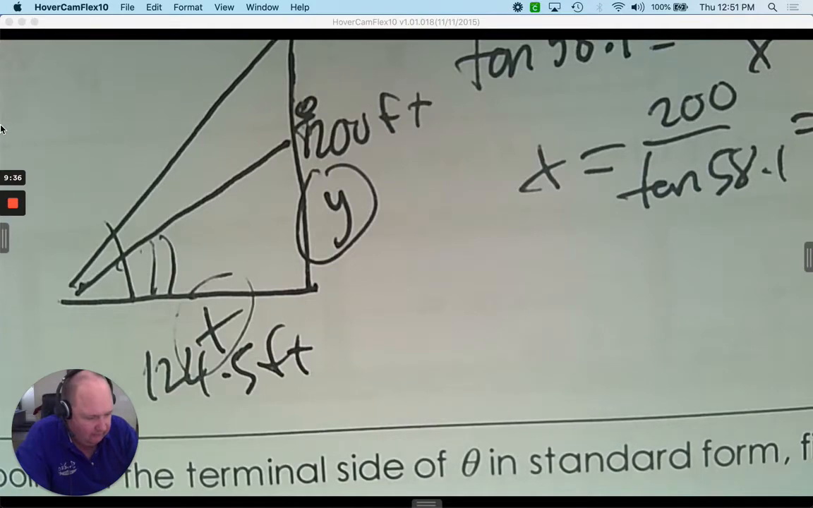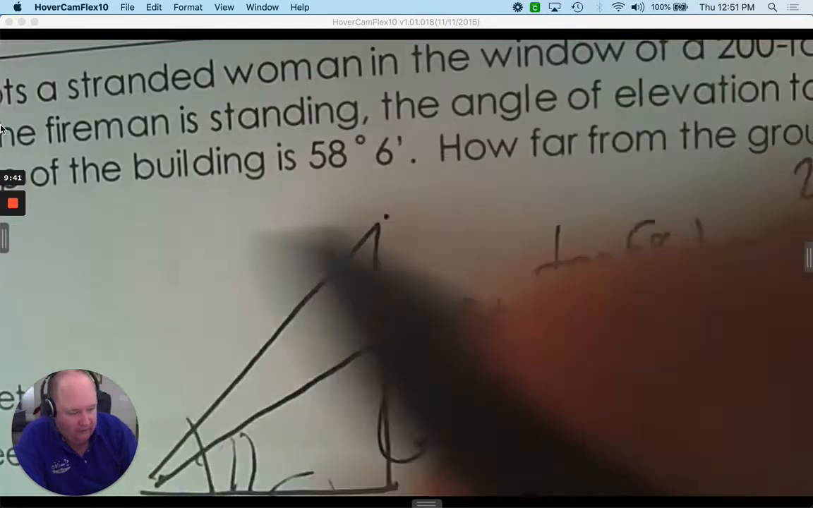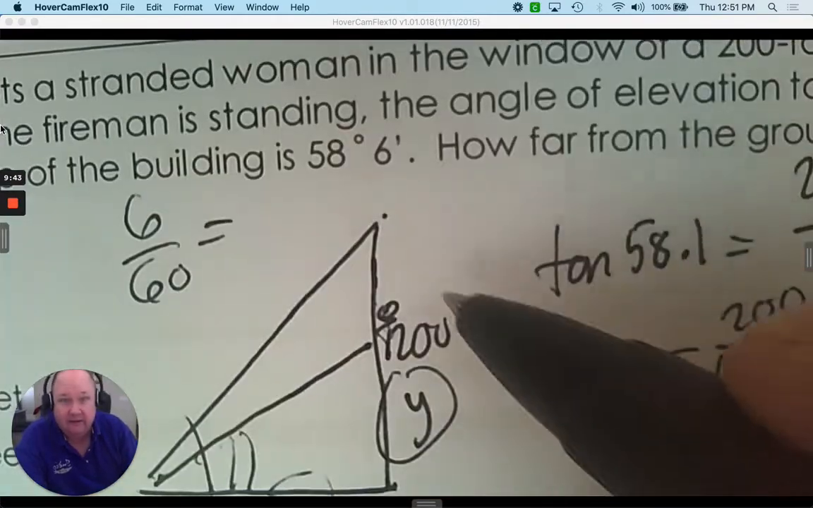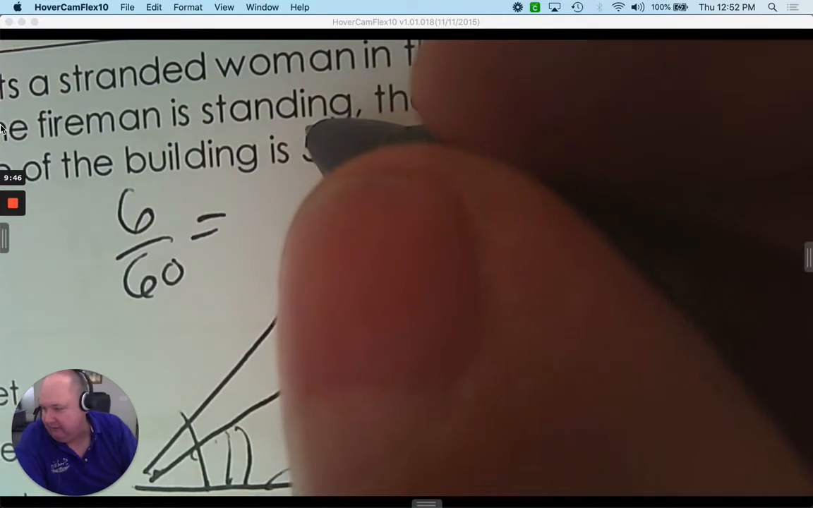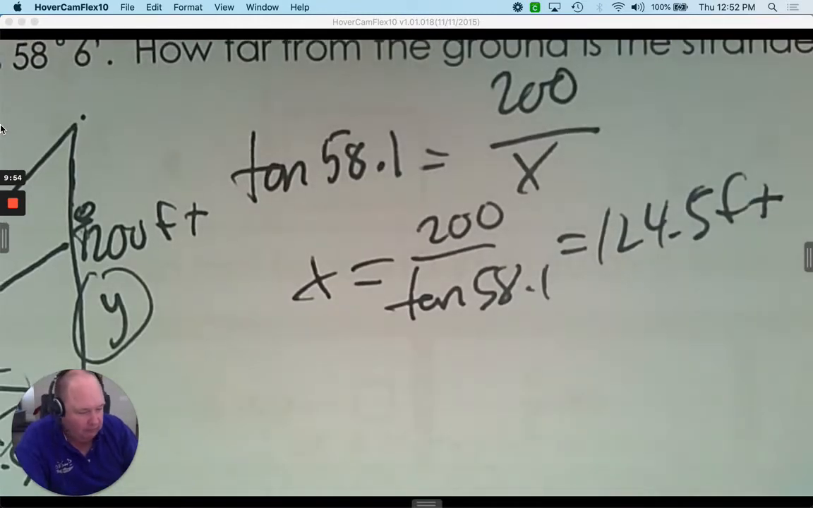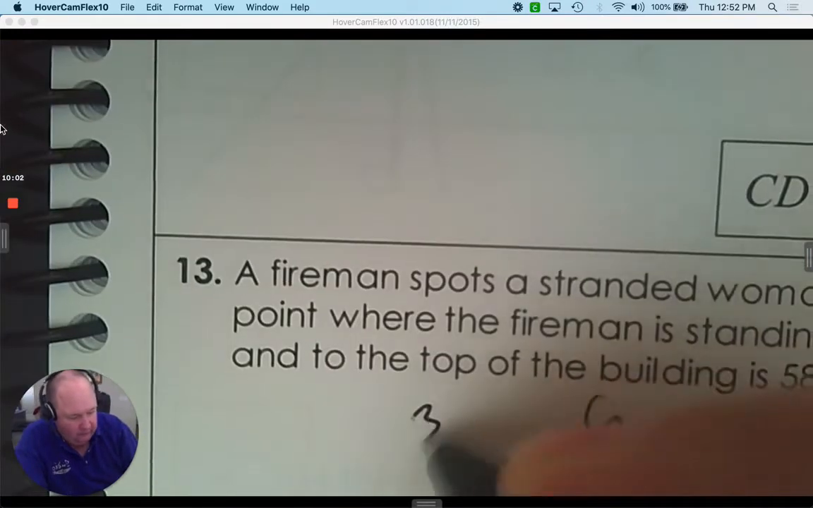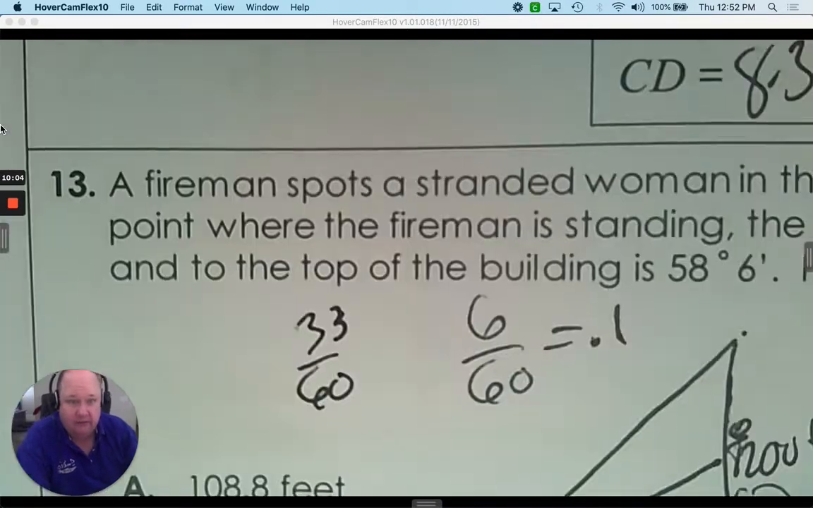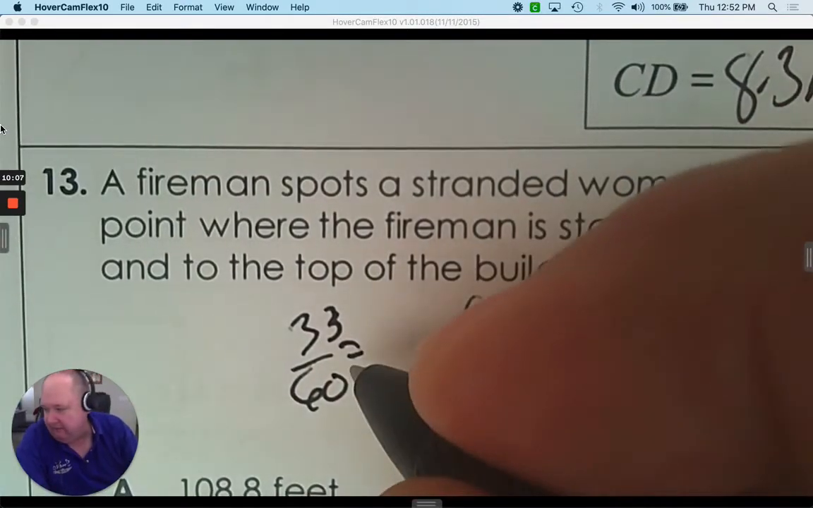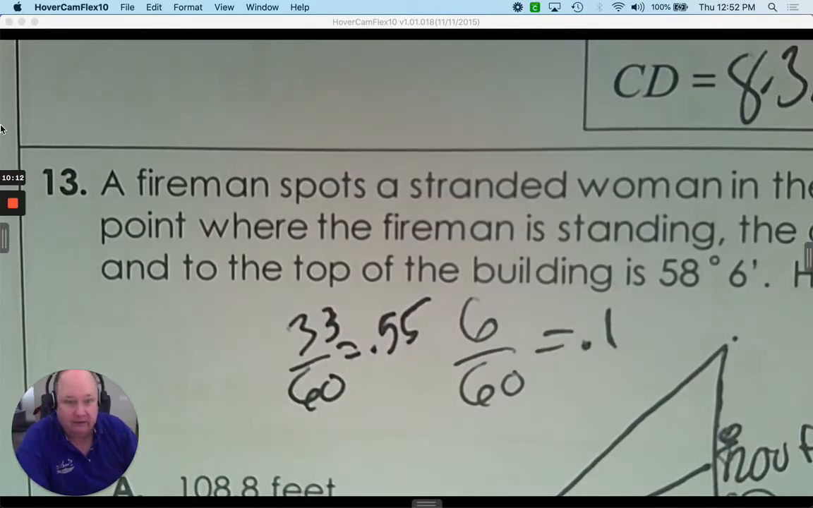And, oh, you know what I didn't do? I just put down 58.1, but I didn't show how to do that. So 6 minutes divided by 60. So 6 divided by 60 gives you that 0.1 that you need. That's where 58.1 comes from. So the second one is 42 degrees and 33. So 33 divided by 60, that's almost like 0.5, is it? 0.55? All right, so 0.55 or 0.6.